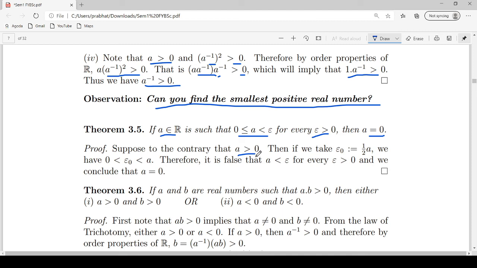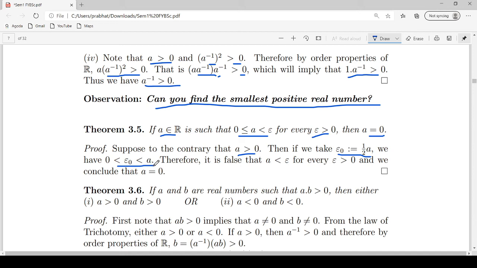So the only possibility that remains is A equal to 0, and in that way our theorem will be proved. So after assuming A greater than 0, you take one positive real number epsilon naught as 1 by 2 times A. Now it is an easy exercise to check that epsilon naught equal to A upon 2 is strictly less than A. So you can say this epsilon naught is greater than 0 and is less than A.